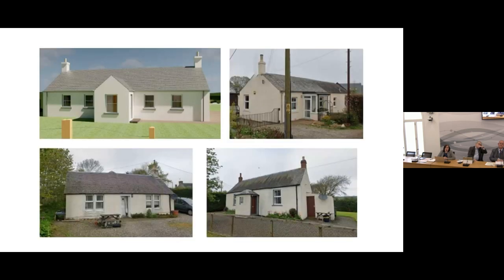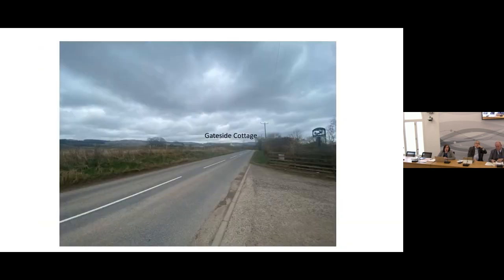Next slide, please. This is the proposed house, the one on the top left. And as you'll have seen in the papers, some of the design rationale for that comes from nearby cottages and so on: single story, white harling, slate roofs, and porches, for example. Next slide, please. So these are images from the photos of the site itself.